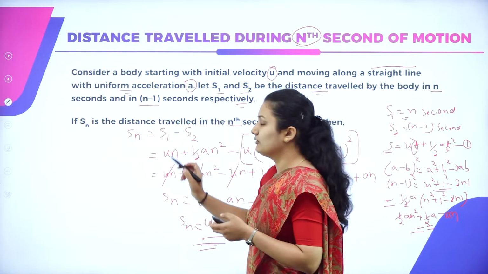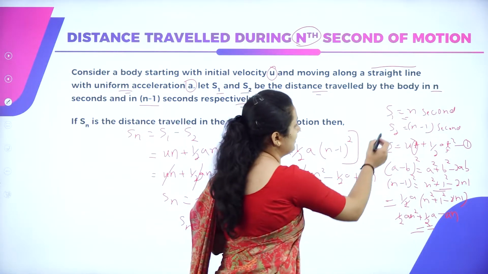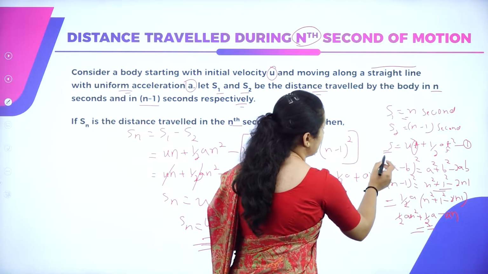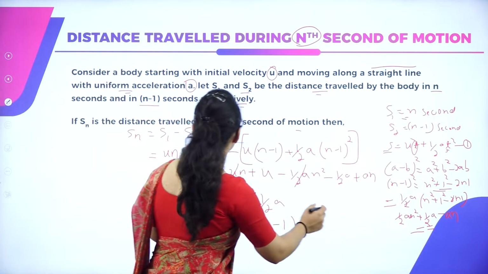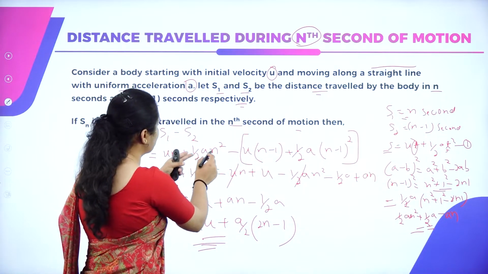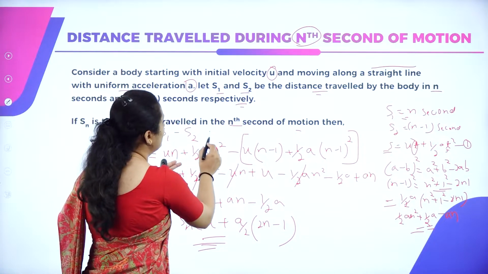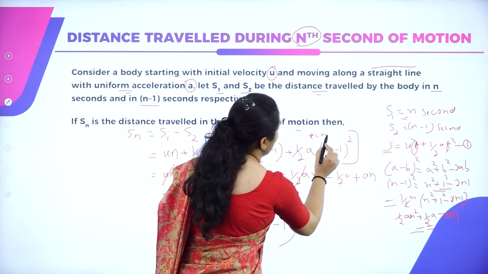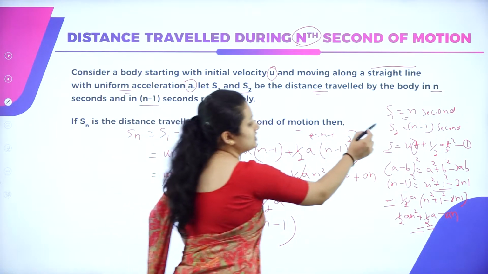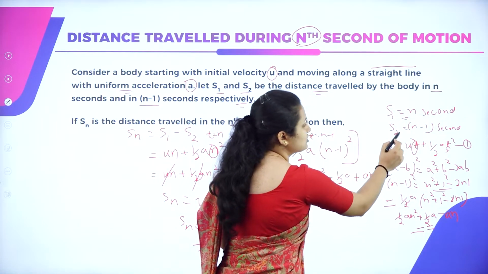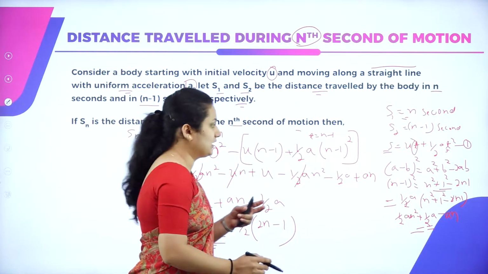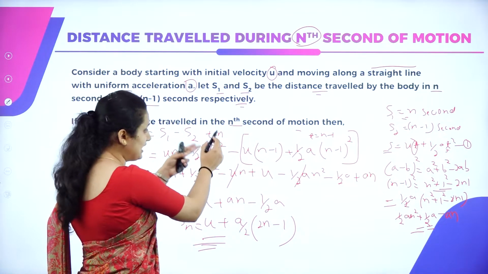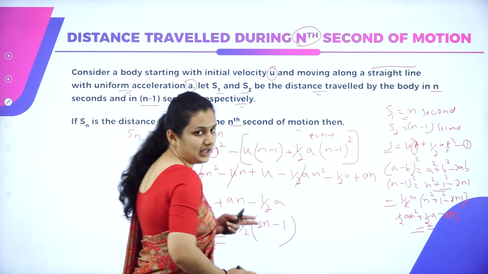So S1, when this is the case, if I take two equations, S1 is equal to un plus half a n square, because t is equal to n for S1 and t is equal to n minus 1 for S2. So S1 travels in n seconds, S2 travels in n minus 1 seconds. That's why I have taken t is equal to n here, and t is equal to n minus 1 here.